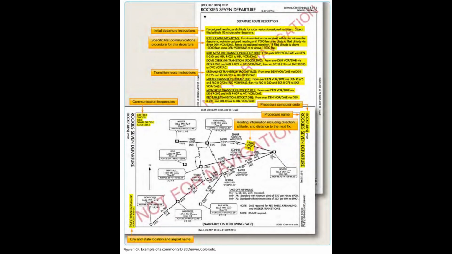Figure 1.24. Example of a common SID at Denver, Colorado. End of page 1-27.